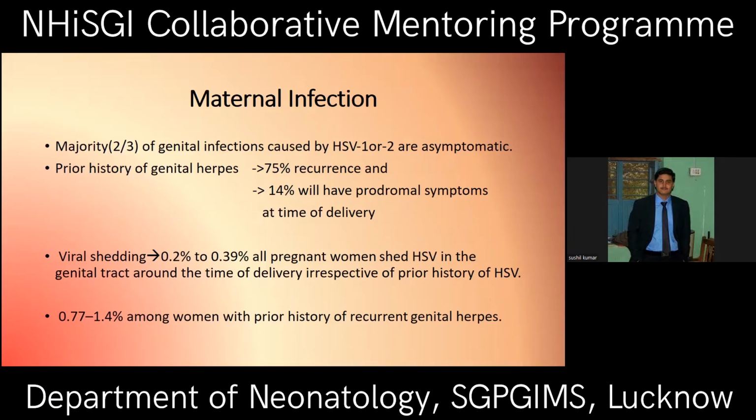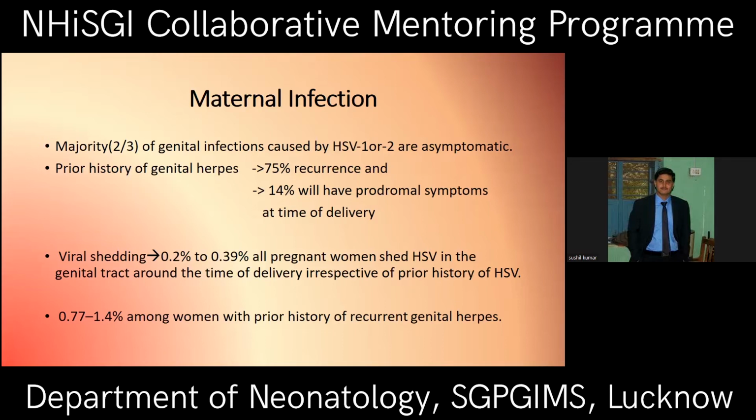It has been found in a study published in NEJM that as much as 0.2 to 0.3% of all pregnant women shed herpes simplex virus in their genital tract around the time of delivery, irrespective of prior history of HSV. And in mothers who have already been affected with HSV in the past, the incidence of viral shedding is 0.77 to 1.4%.